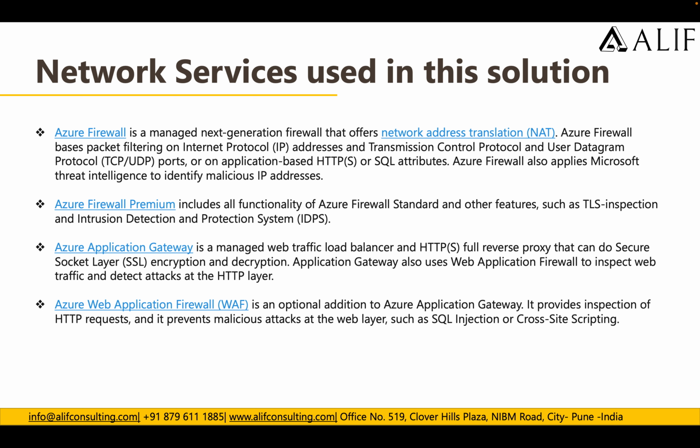Now, what is the premium add-on? With the premium add-on, you get features like IPS, IDS, and TLS inspection, which are not included with the Azure Firewall Standard version. Now, you have Application Gateway, which is a layer 7 service used to manage web traffic. It's a layer 7 load balancer and provides a full reverse proxy that can do secure socket layer encryption and decryption. It has SSL offloading, which allows us to apply encryption and decryption at the Application Gateway level.